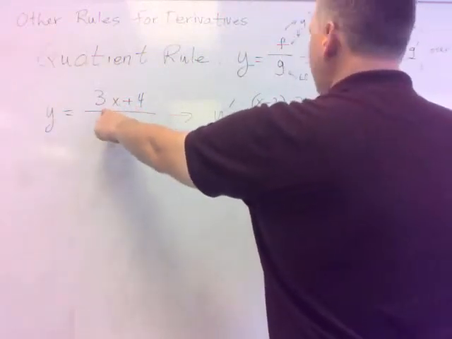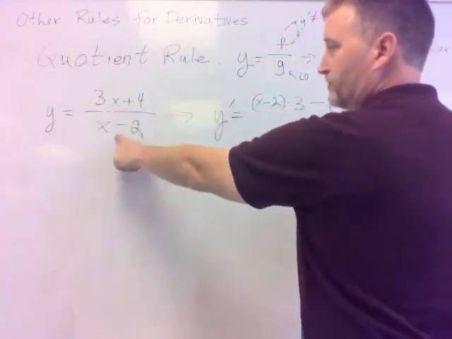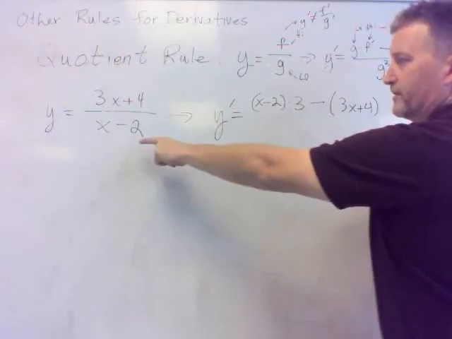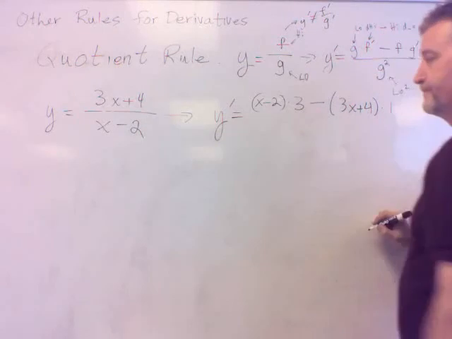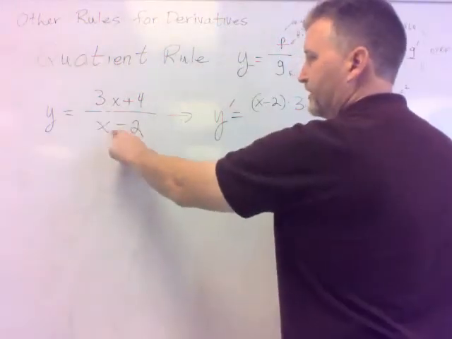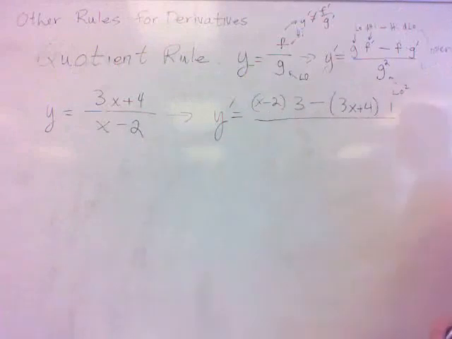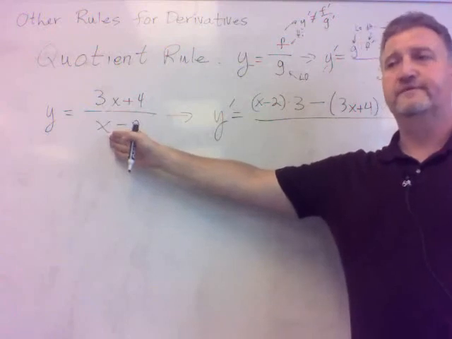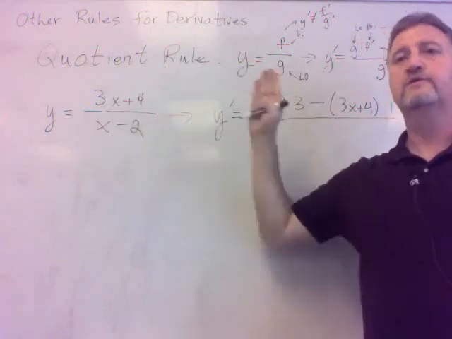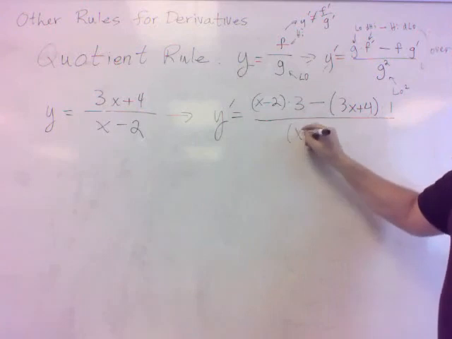Minus then, take the high times d of the low. What's d of this, x minus 2? D of that is 1. The derivative of x is just 1, and the derivative of 2 is 0, so d of the low is 1. Then the bottom is just low squared. Not the derivative of the low squared, it's just low squared. The low is x minus 2, so low squared is x minus 2 squared.